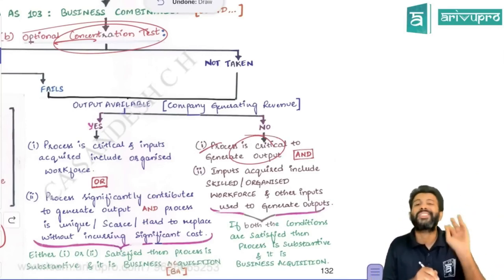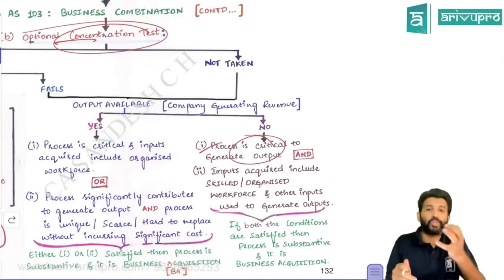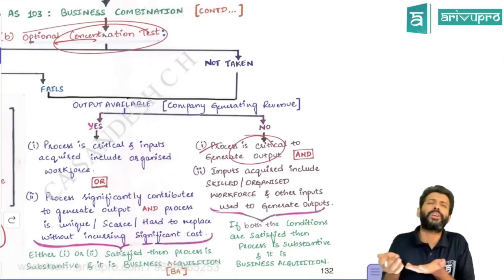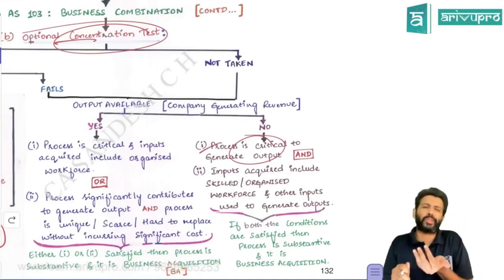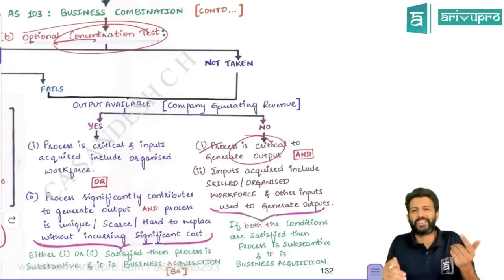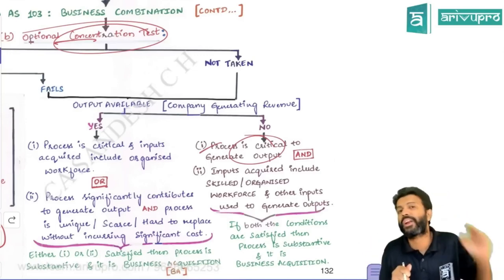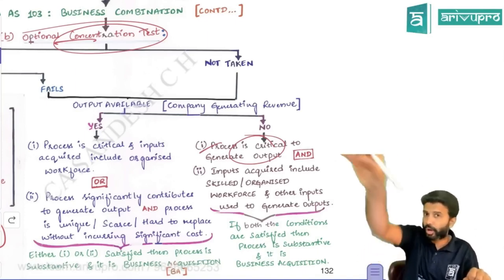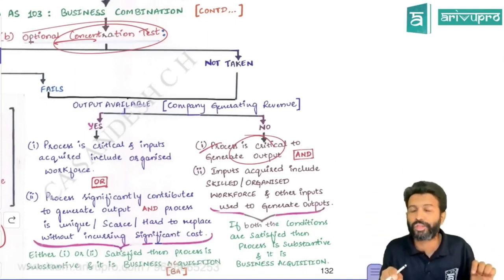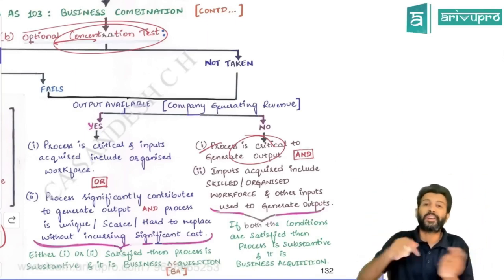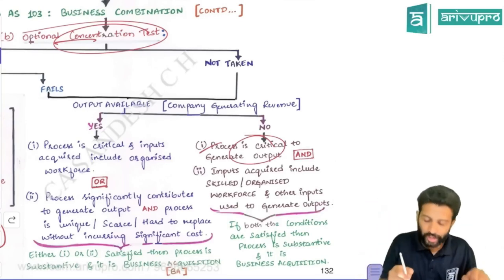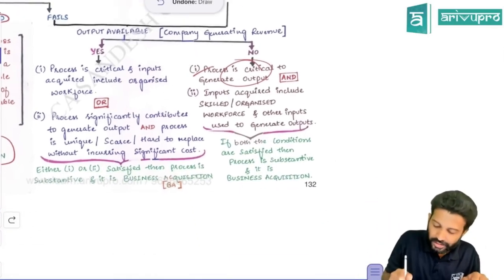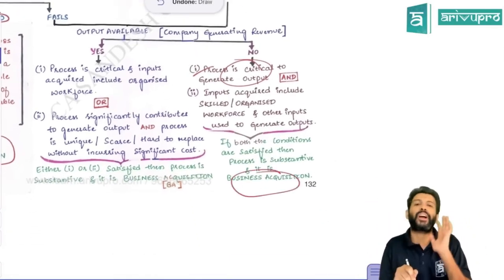That should be one. And the second one, along with inputs, human resource also should be taken over. Inputs means all your resources like your plant and machinery, intangible assets, inventory, etc. All that we refer to as inputs. So along with the inputs, the purchasing company should not only take over these inputs, but they should also take over the subsidiary company's human resource inputs. If both are satisfied, then we say the process is substantial, then it becomes a business acquisition.